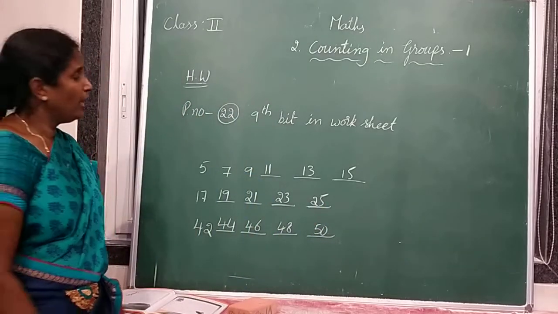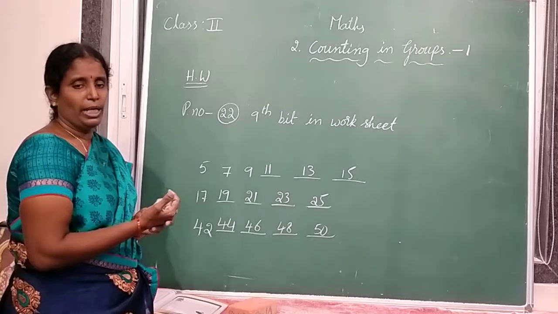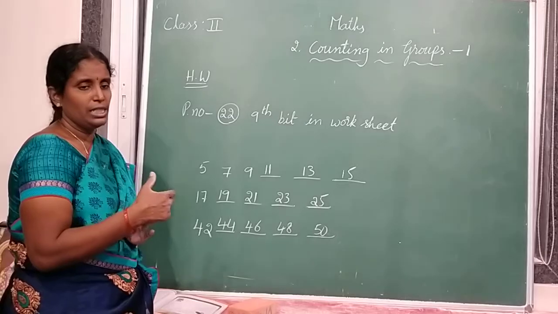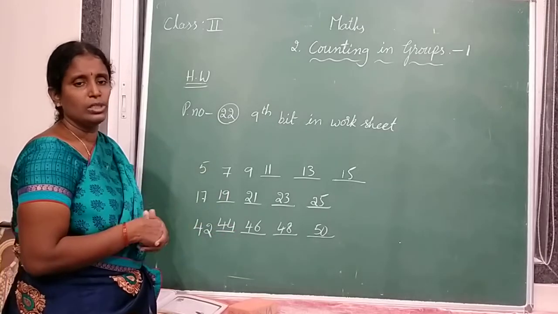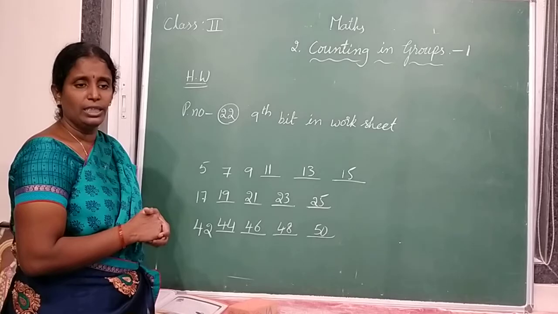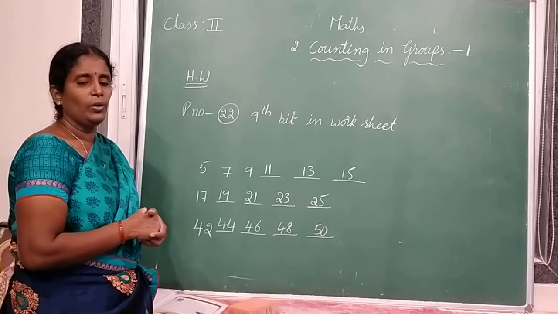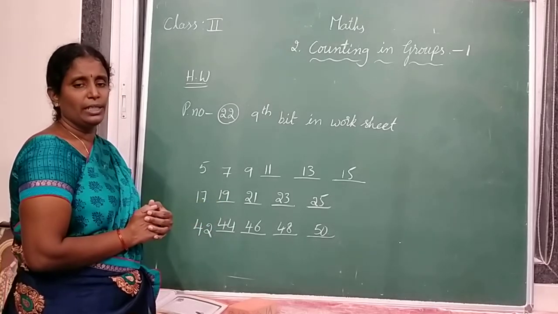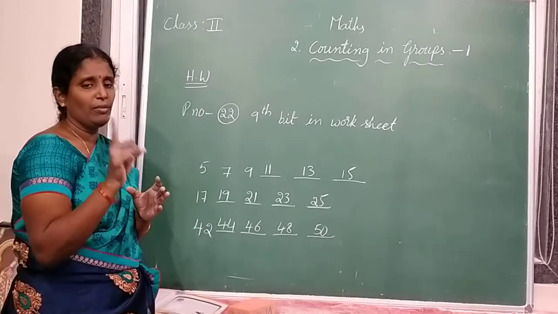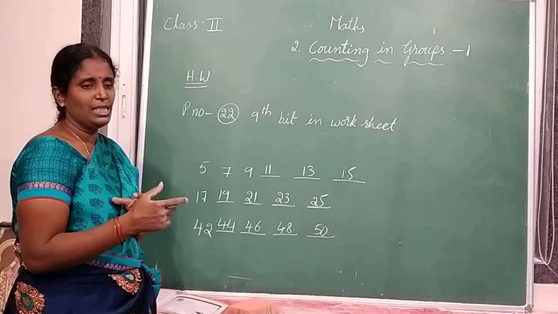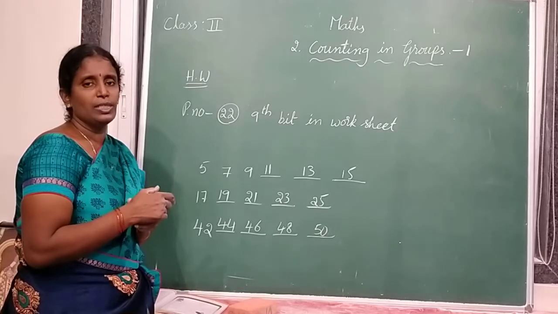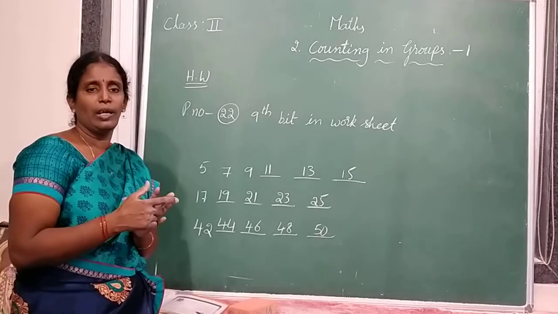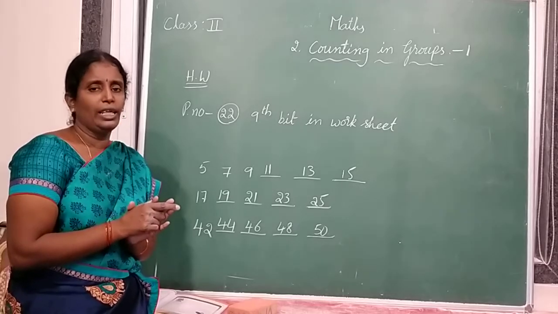Good. Now, counting in twos is nothing but while counting the numbers we have to skip one number. Can you say what is counting in threes? Based on this, counting in twos means we are skipping one number. Counting in threes means we have to skip 2 numbers. So in the next class we are going to learn counting in threes.